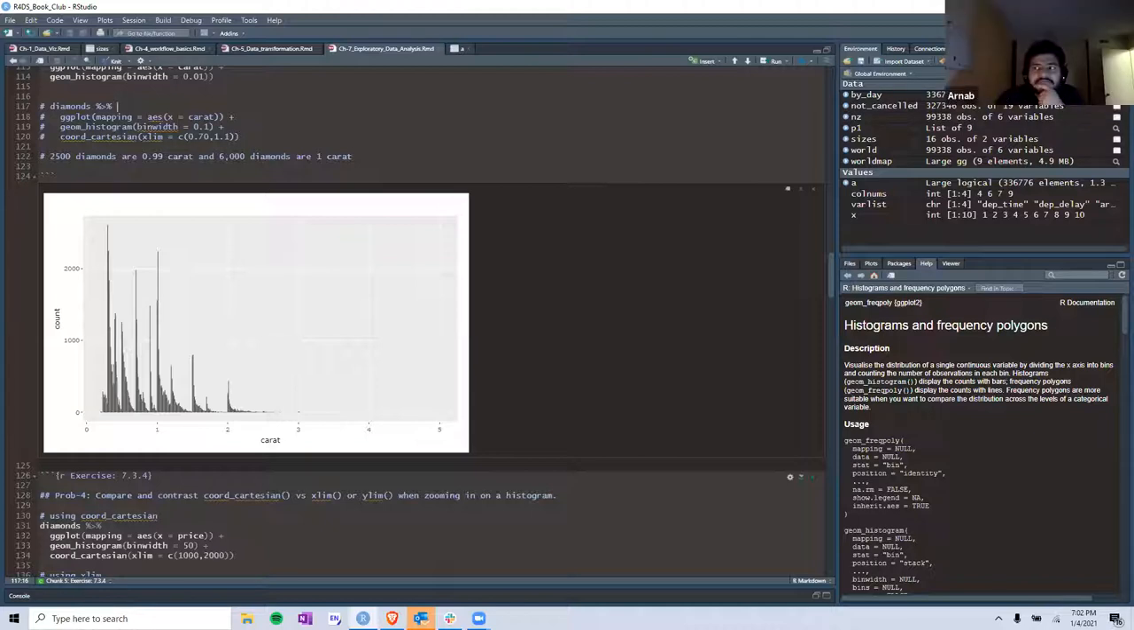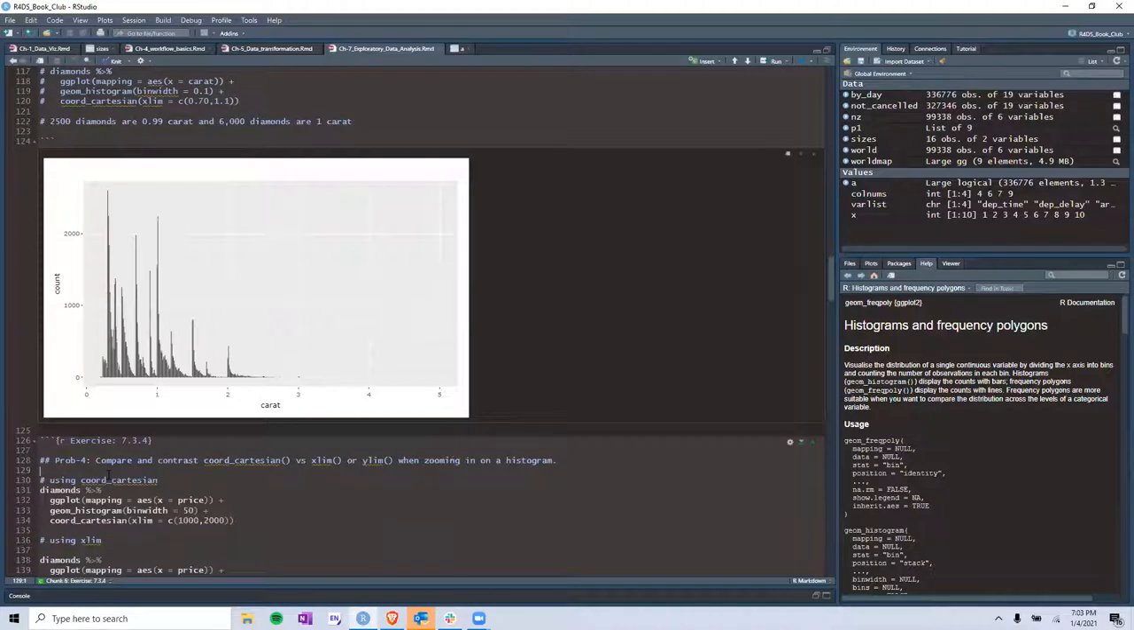Okay. That's what I figured. Oh, wow. That's interesting. Why buy a 0.99 when you can buy a 1? Yeah. The difference is very, very minimal, but 1-carat is cheaper. Got it. Okay. Very interesting.